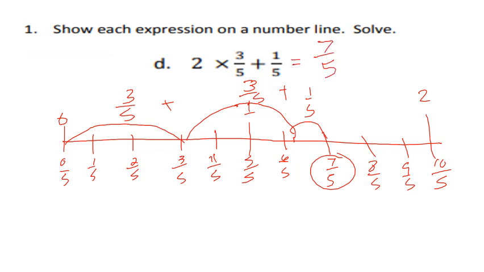Now on this one, we can see 7 fifths, if we look at our number line, is actually also equal to 1 and 2 fifths. Because this is our 1, and then there's 1, 2 fifths after that.